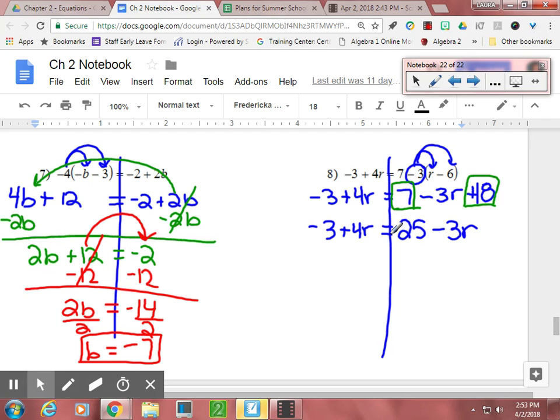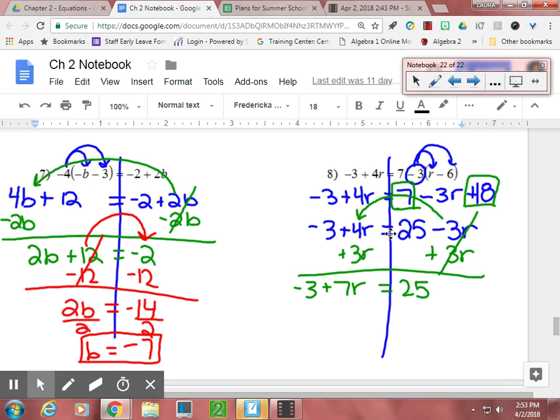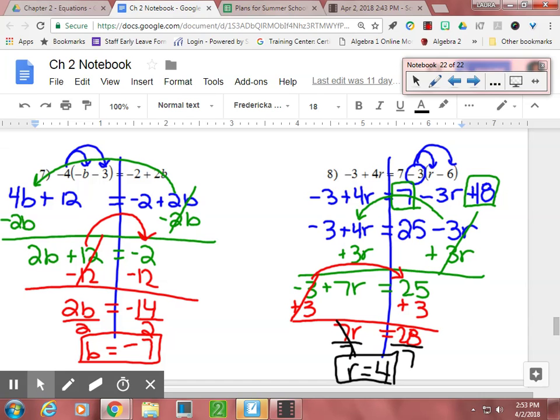All right, so let's take all our numbers to one side. So let's take our letters over here. So we're going to add 3r. And that's going to make them go away over here. So now I have negative 3 plus 7r equals 25. Now I'm going to take my numbers and move it to the right. So I'm going to add 3 to make it go away from this side. So I have 7r equals 28. My last step to getting r by itself is to divide by 7. Dividing by 7, I get that r equals 4.